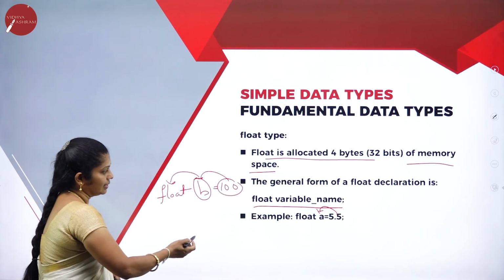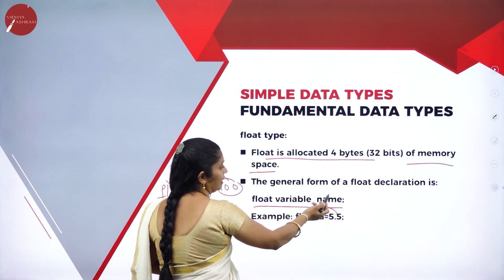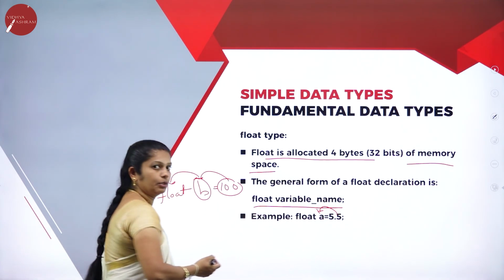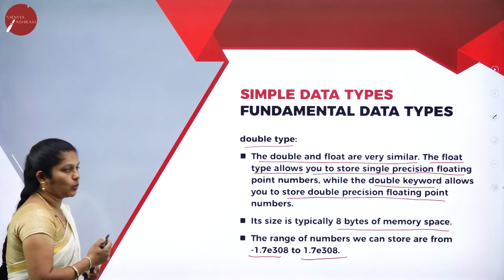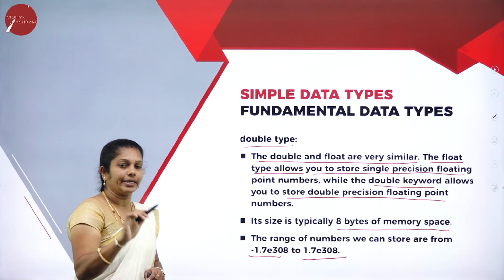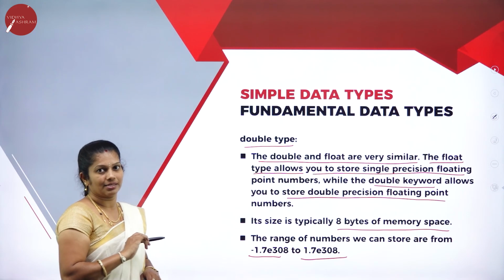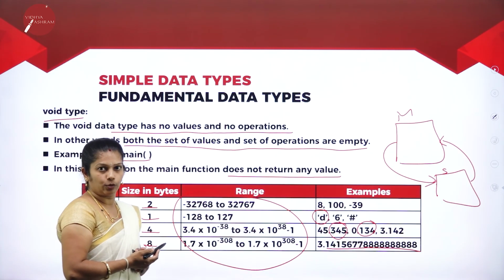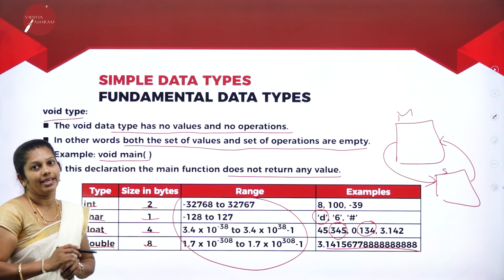And here, the general syntax is float, variable name, and if I want, we can assign the value. And the next one, double, requires 8 bytes of memory space. Whereas when we come to the next one, void, it does not return any value.